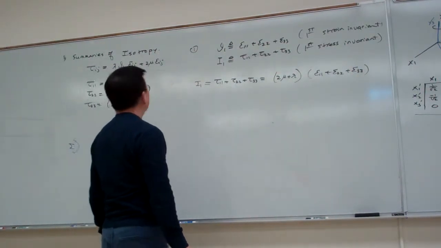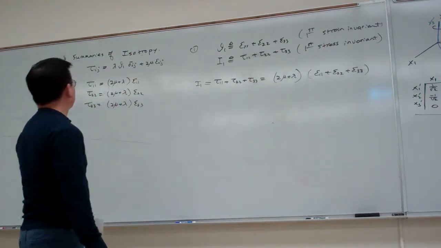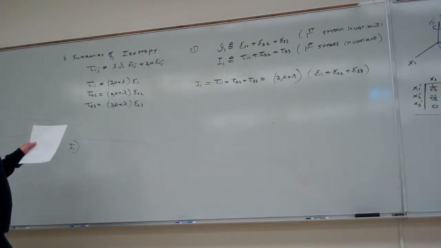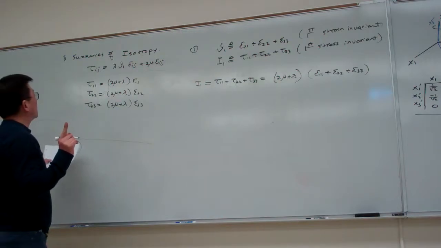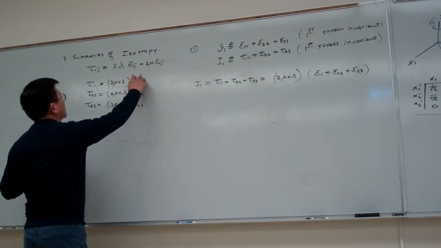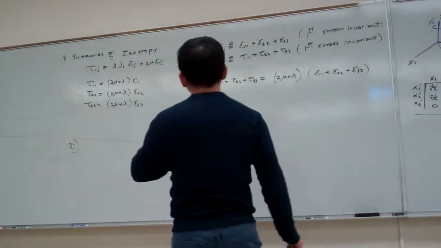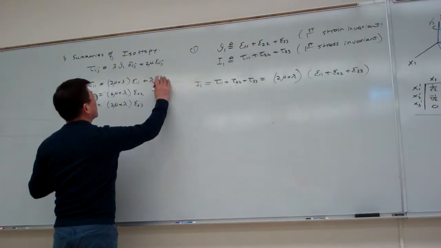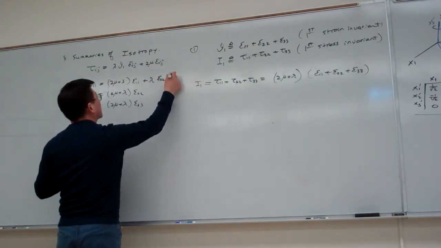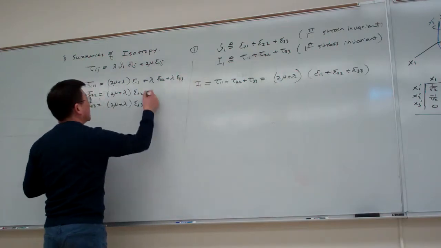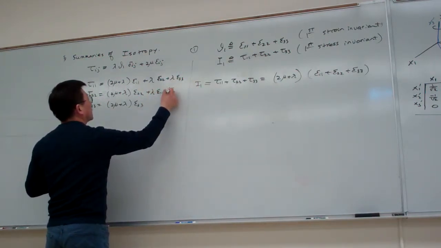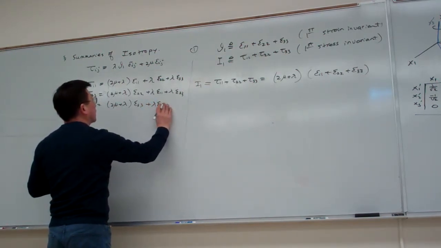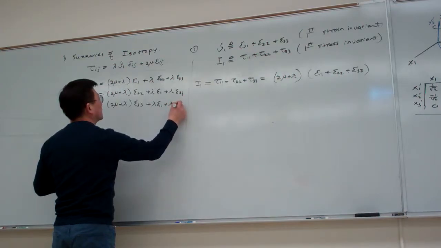Is that right? No. So are those the compliance matrix, or what's going on? Hold on a second. Sorry, I missed something. So here is lambda epsilon 22 plus lambda epsilon 33, right? And this is lambda epsilon 11 plus lambda epsilon 33. This is lambda epsilon 11 plus lambda epsilon 22. Good.